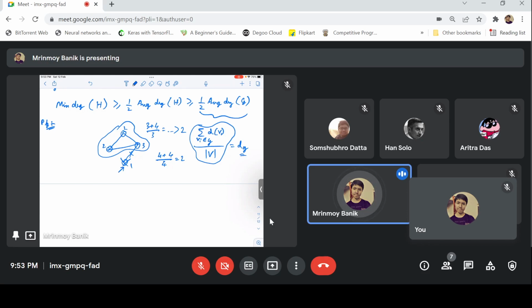So its average degree will keep on increasing, and we are also decreasing the number of vertices in that graph, right? Okay, so that proves this inequality, that there exists a subgraph H of G such that the average degree of H is greater than or equal to the average degree of G.